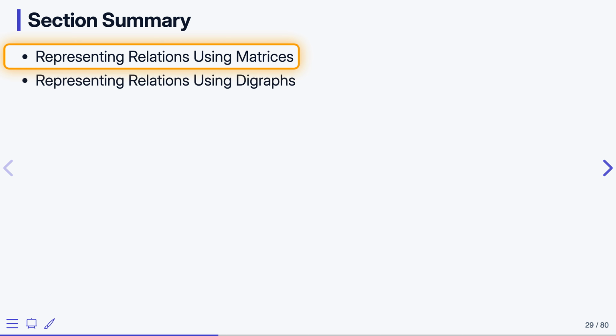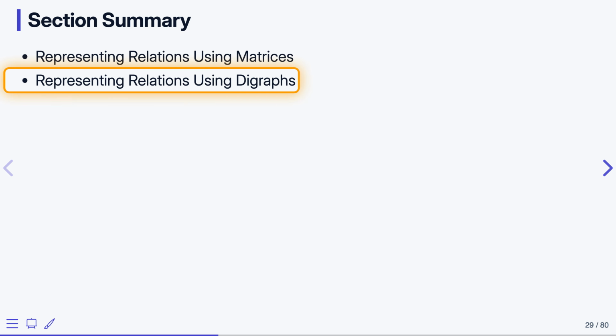This is the plan for this section. First, we represent relations using matrices. A matrix is a grid of zeros and ones. Second, we represent relations using digraphs. A digraph is a drawing with dots and arrows. Let's start with matrices.